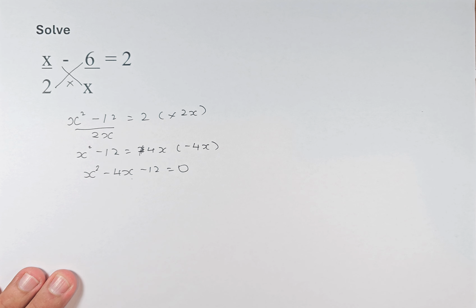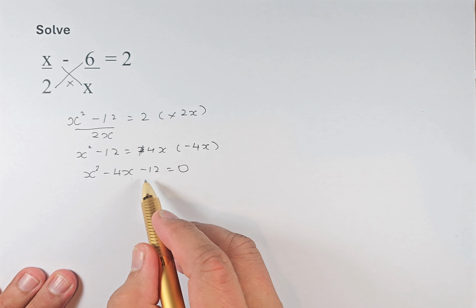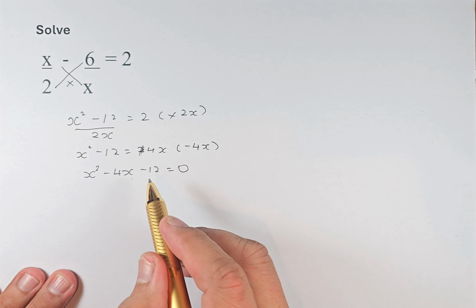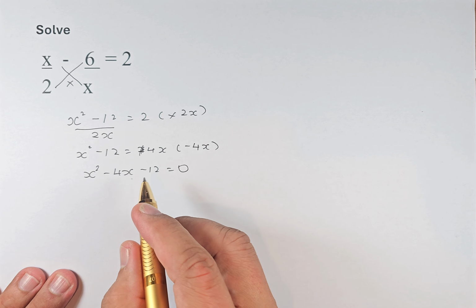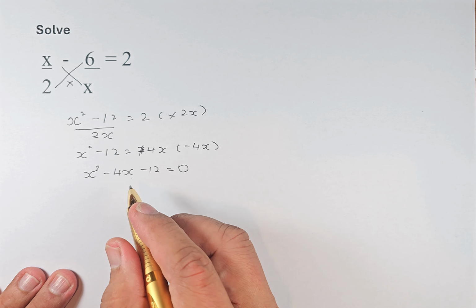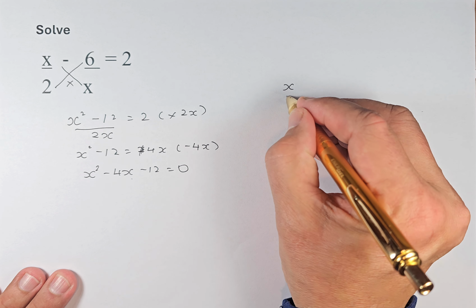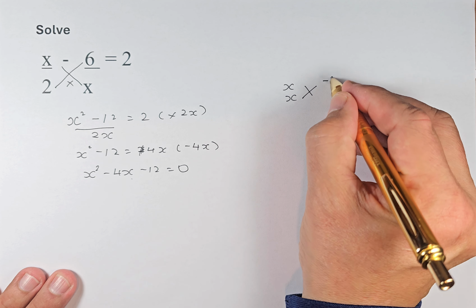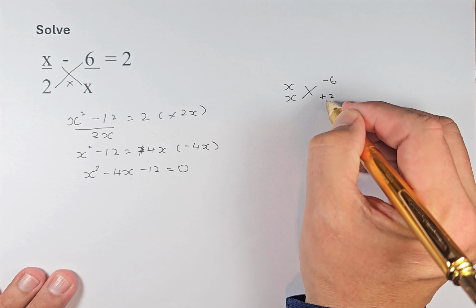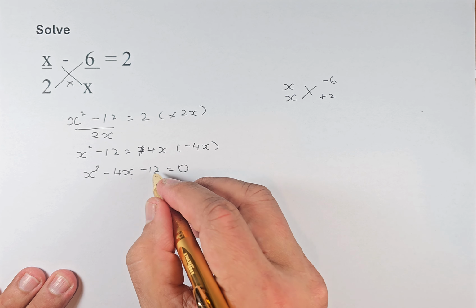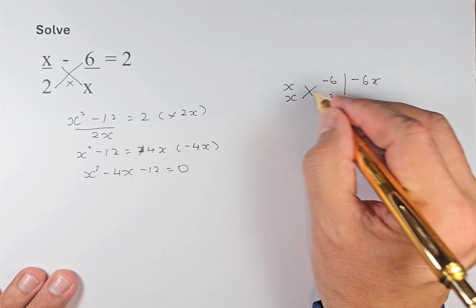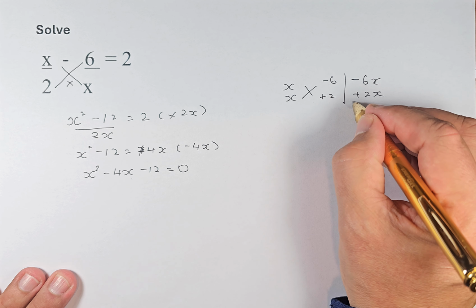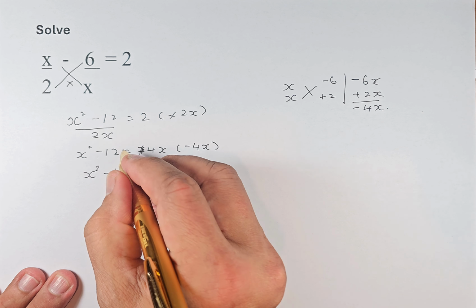Whenever you are solving a quadratic, you must always make it in this form: ax squared plus bx minus a constant or plus a constant equal to 0. Next step, you're going to factorize this. So if you factorize this, it's going to be x, x, and I think it's going to be minus 6 and plus 2, because minus 6 times plus 2 is going to be minus 12. You're going to try it. x times minus 6 is minus 6x. 2 times x is going to be plus 2x. When you add them up, it's going to be minus 4x. That's what you get in the middle number.